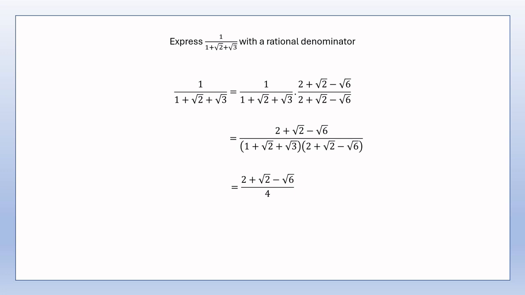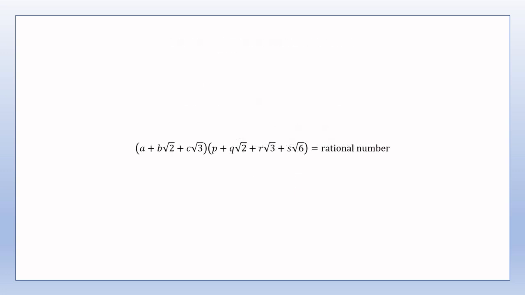However, there does appear to be a general formula that can be used to rationalise denominators of the form a plus b root 2 plus c root 3. In other words, there are expressions in terms of a, b and c for the numbers p, q, r and s in the expression p plus q root 2 plus r root 3 plus s root 6, so that a plus b root 2 plus c root 3 times p plus q root 2 plus r root 3 plus s root 6 is equal to a rational number. But I won't include the formulae here. Again, I invite you to have a go at finding these formulae because these kinds of things will really help you to appreciate the intricacies of mathematics more.